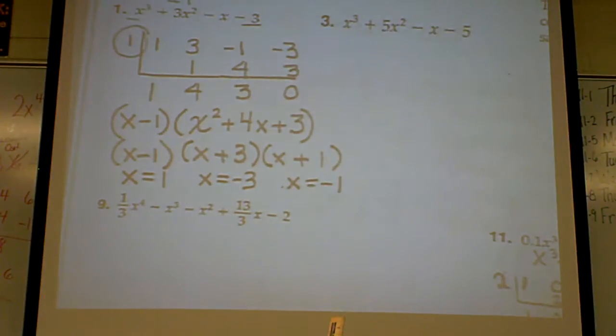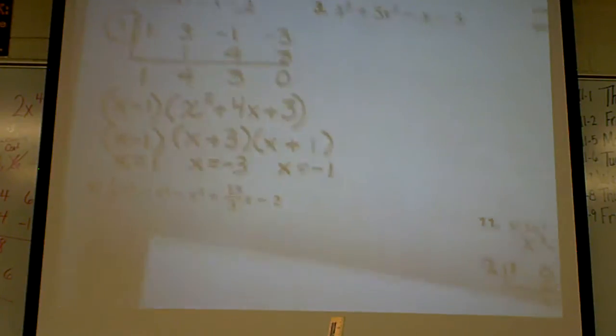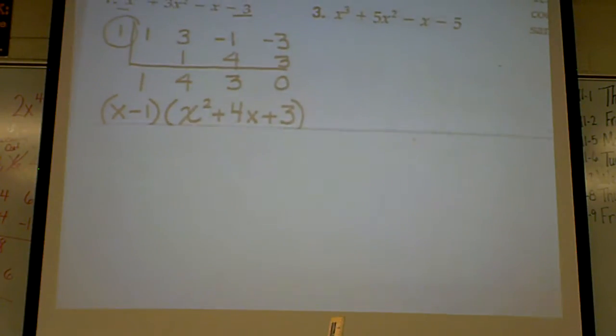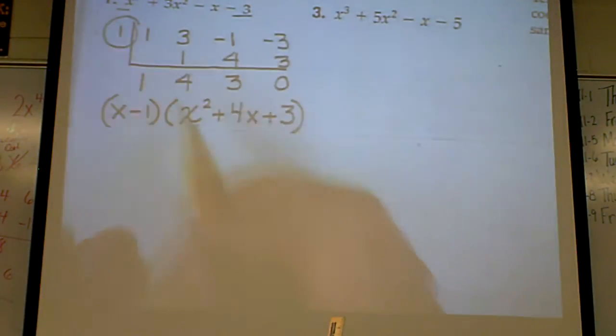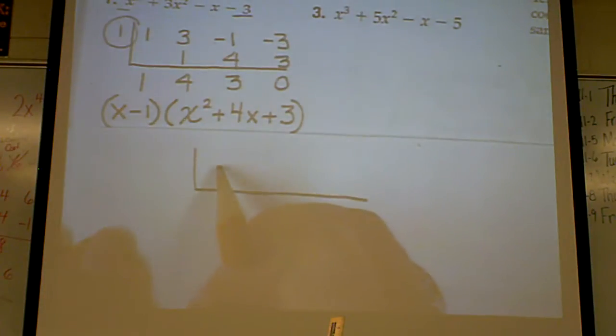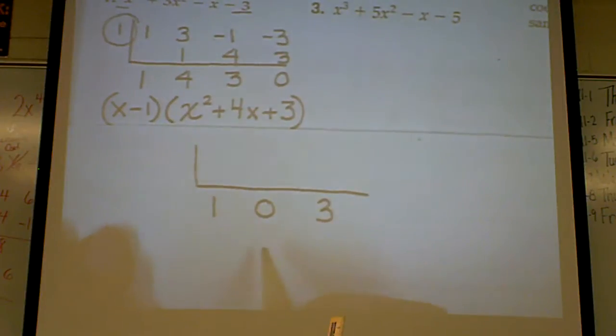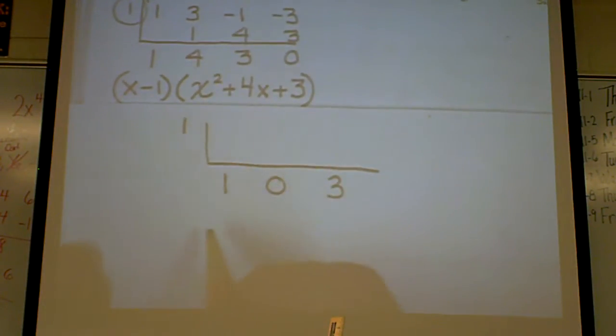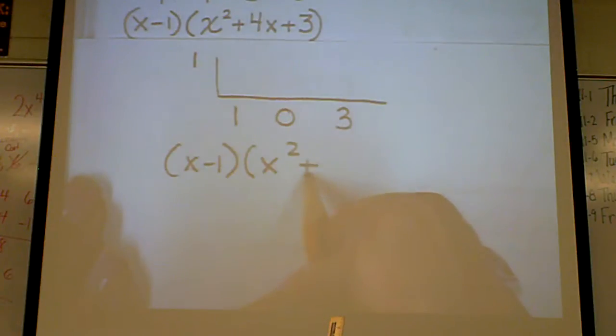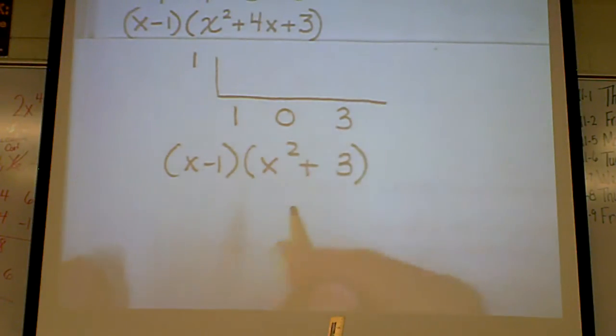Okay. Now, question for you. Let's pretend like this bottom row right here, after we did 1, let's pretend like it said 1, 0, and 3. So we did 1, and that's what we got. What do you have now? You have x minus 1, and then you have x squared plus 3. Good.